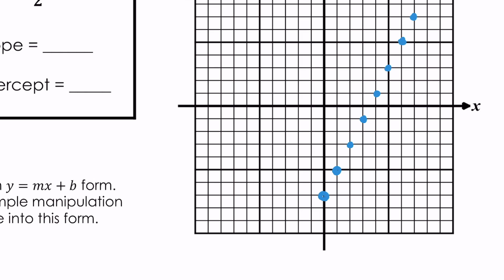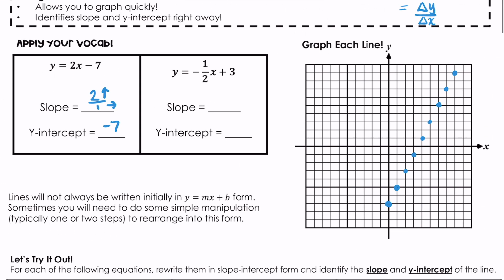Go up 2, right 1, up 2, right 1, and I ran out of room. So now I'm going to go backwards, which is down 2, left 1. Down 2, left 1. And then I just draw a line going through my points. And then we have our graph. So that's y equals 2x minus 7.